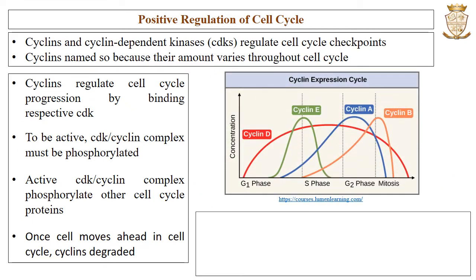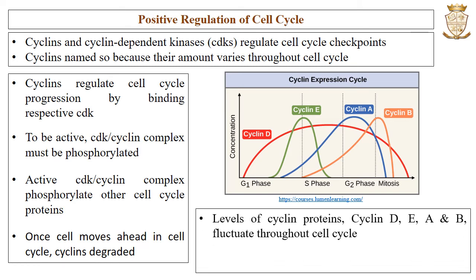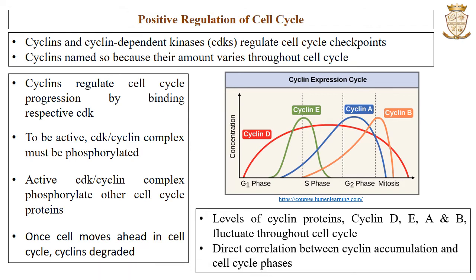The levels of the four cyclin proteins, cyclin D, E, A and B, fluctuate throughout the cell cycle. Increases in cyclin proteins are triggered by external and internal signals, and once the cell moves to the next stage of the cell cycle, the cyclins that were active in the previous stage are degraded. There is a direct correlation between cyclin accumulation and the major cell cycle checkpoints.